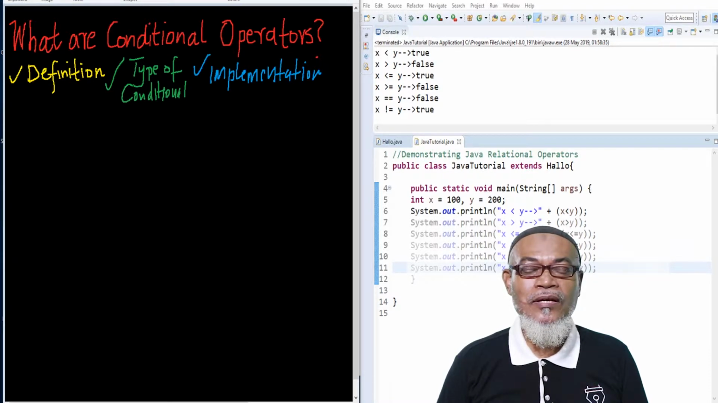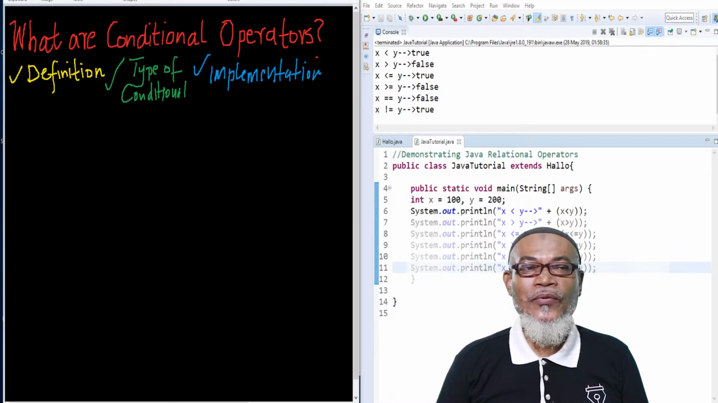In our last lesson, we discussed relational operators, and we saw that the relational operators were less than, greater than, greater than or equal to, less than or equal to, equal to, and the last one was not equal.